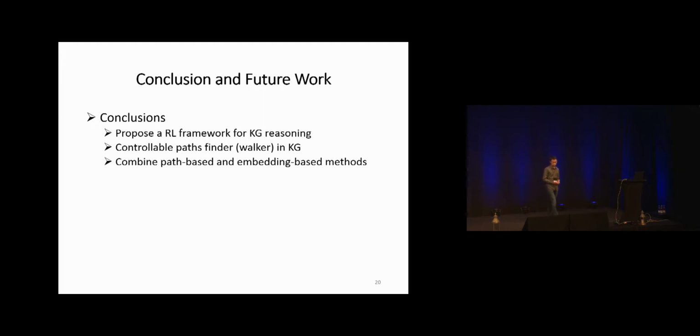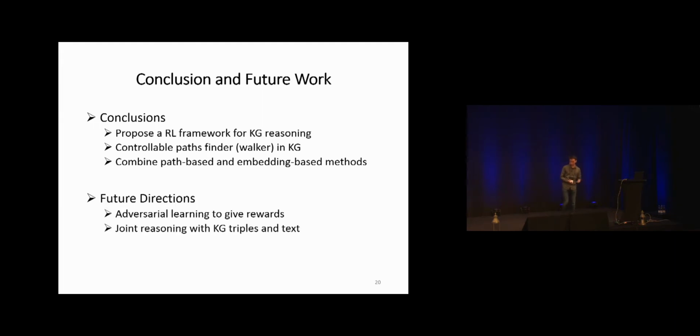So for future directions, these are some things we are really excited about. First, instead of just using this kind of human-designed reward function, is there a way that we can actually learn the reward function? So we want to apply adversarial learning to train a discriminator model that can automatically give you a reward, which can be more accurate.